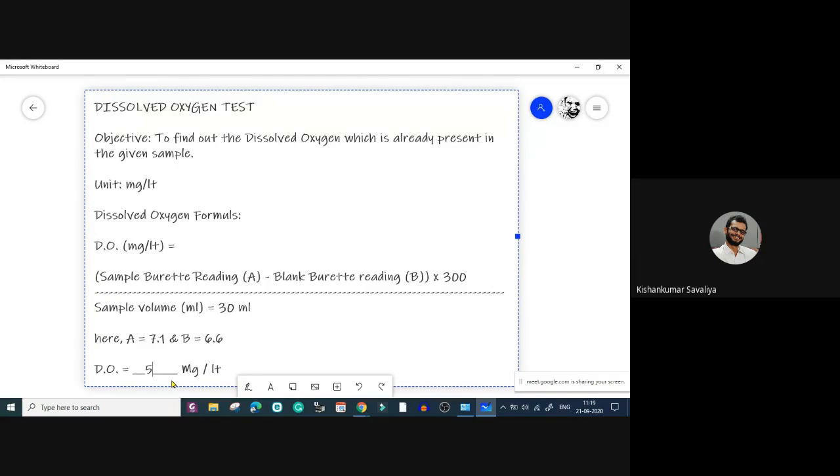You can see that the value is there, 300. So this is the basic and empirical formula.